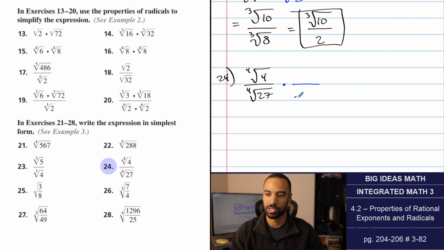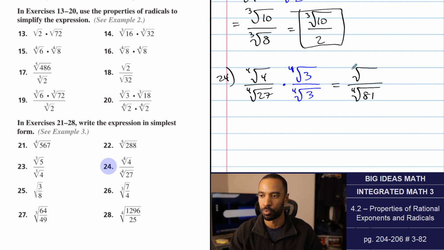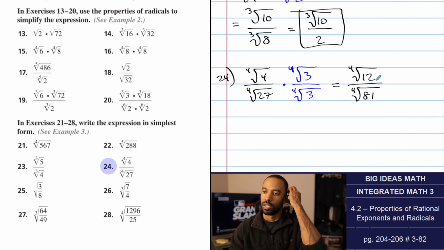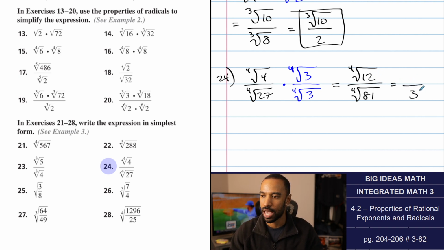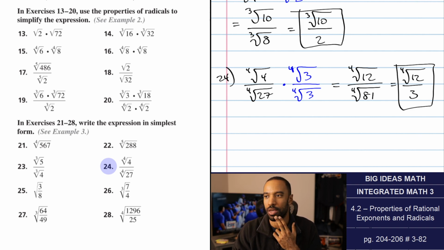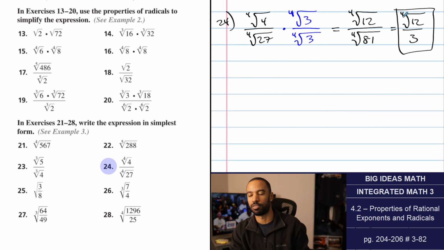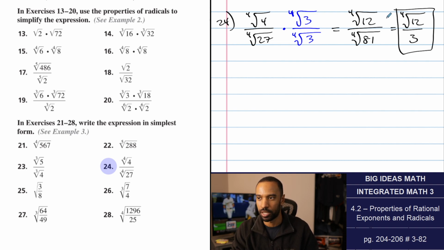So let's rationalize this. 27 times 3 is 81, and the fourth root of 81 is 3. We have to multiply top and bottom by this to rationalize. So on the bottom, fourth root of 81. On top, fourth root of 12. Now, the fourth root of 81 is 3, and you have the fourth root of 12 over 3. Once again, when it comes to simplification, we have to ask whether there's something we can simplify more on top. I'd say probably not. As far as perfect fourth values, 16 would be a number we could get from there, but we're going to leave it like that.